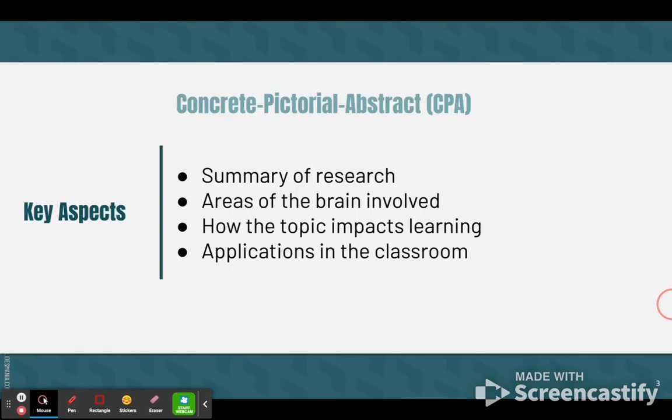So the key aspects of this presentation are the summary of research on this topic, the areas of the brain involved in this topic, how the topic impacts learning, and the applications and strategies that can be used in the classroom.